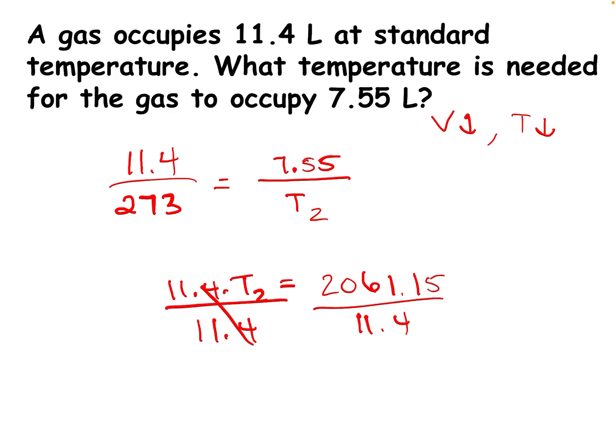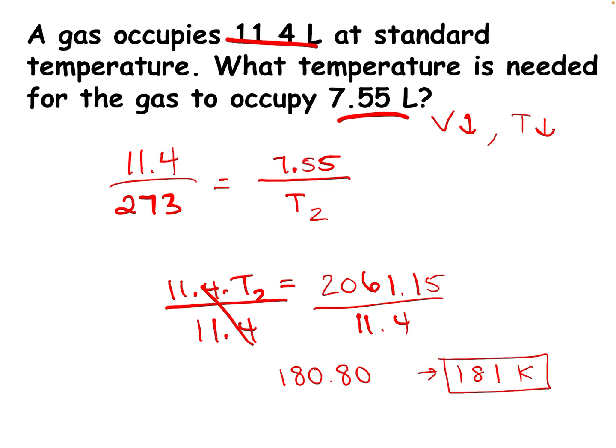And you get 180.80. So 3 sig figs would be 181 Kelvin. Okay? Which did go down from 273. Okay, that's Charles's law.